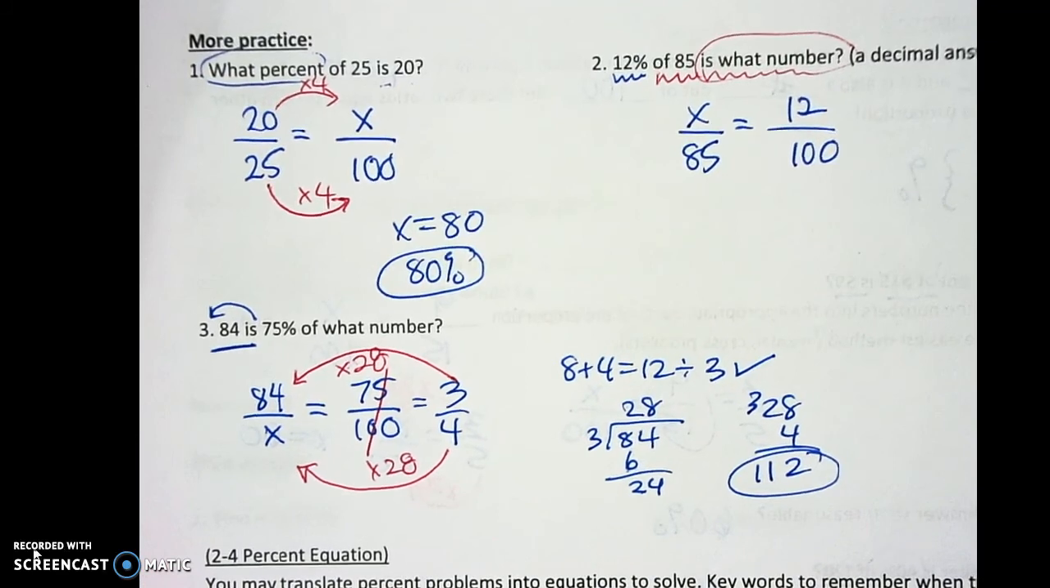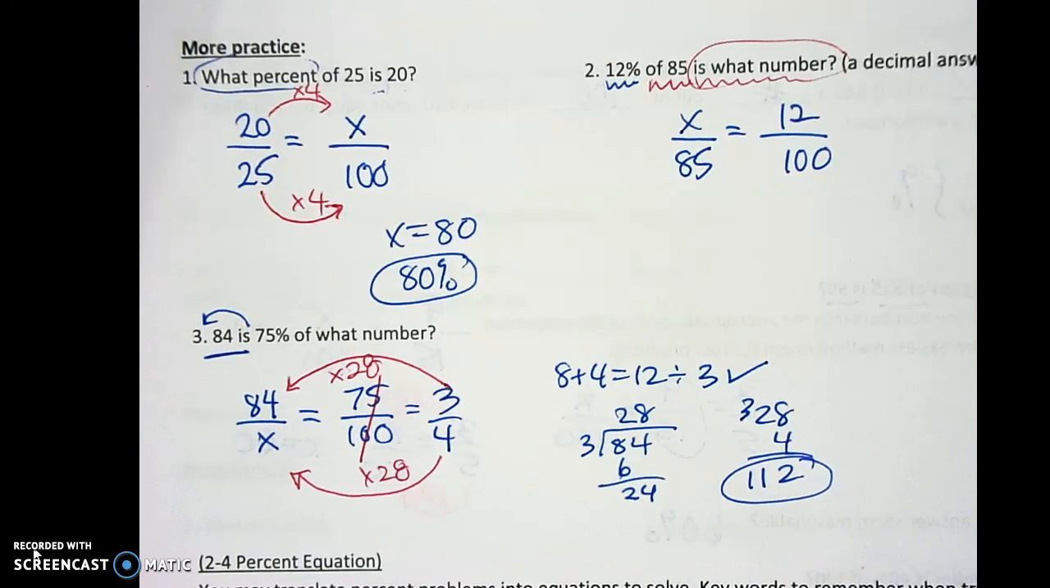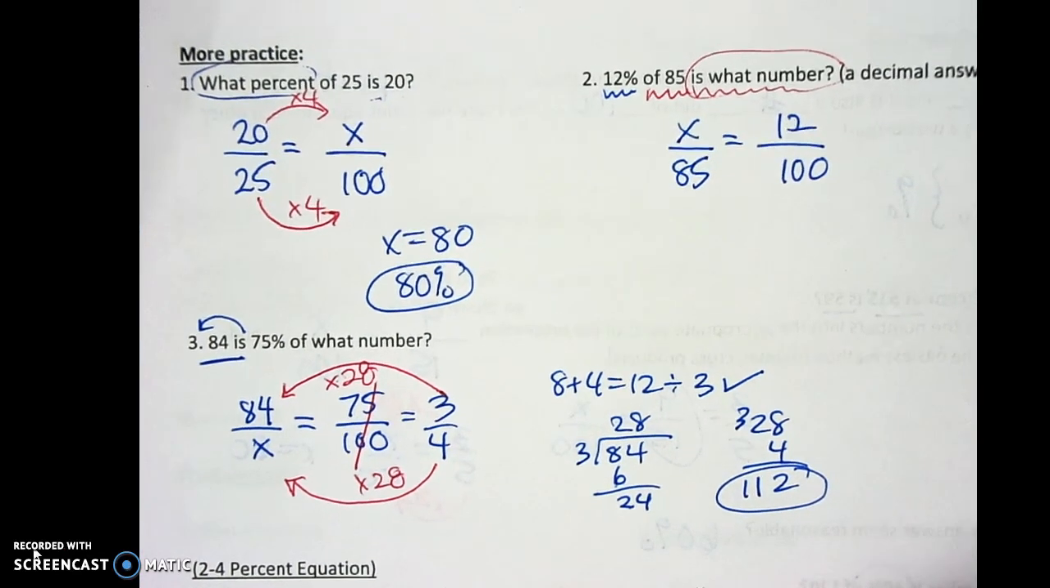It is a good idea to review this. Make sure that you can set up each proportion correctly. The part over the whole equals the number over 100, the percent over 100, and is over of helps as well. Number 2 we will do in class.